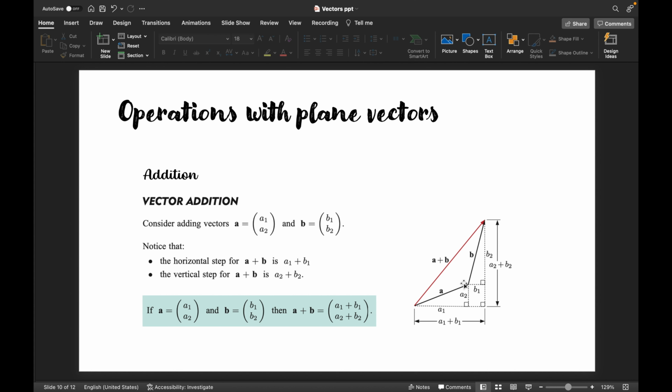And this would be A2 plus B2. And that's how you do it.